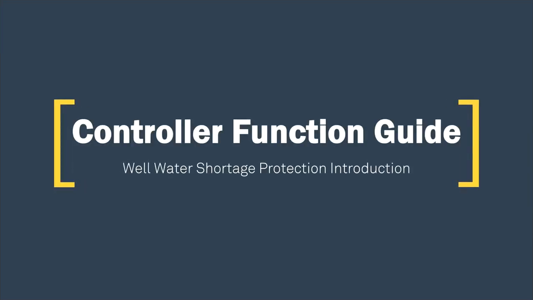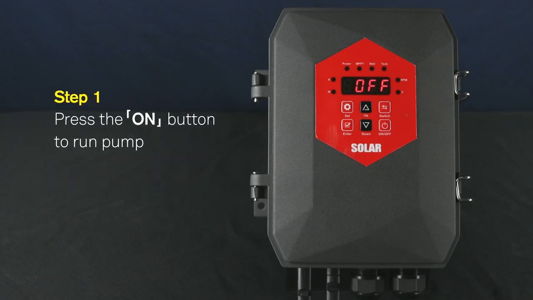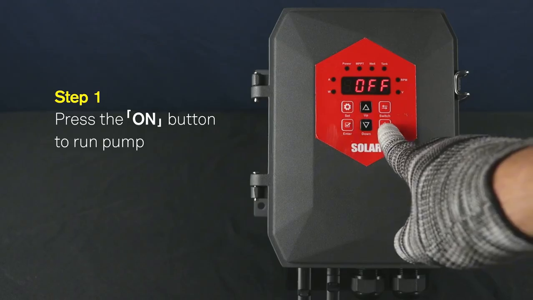Controller Function Guide. Well water shortage protection introduction. The controller will determine whether the well is short of water, based on the relationship between the current operating speed and power of the pump. Step 1. Press the on button to run the pump.